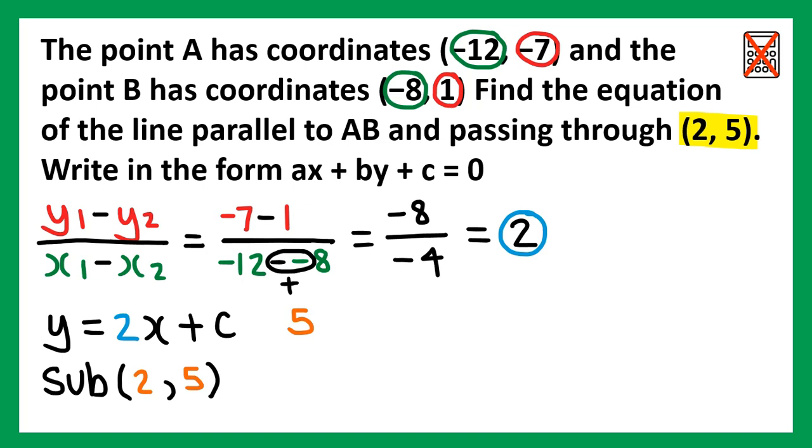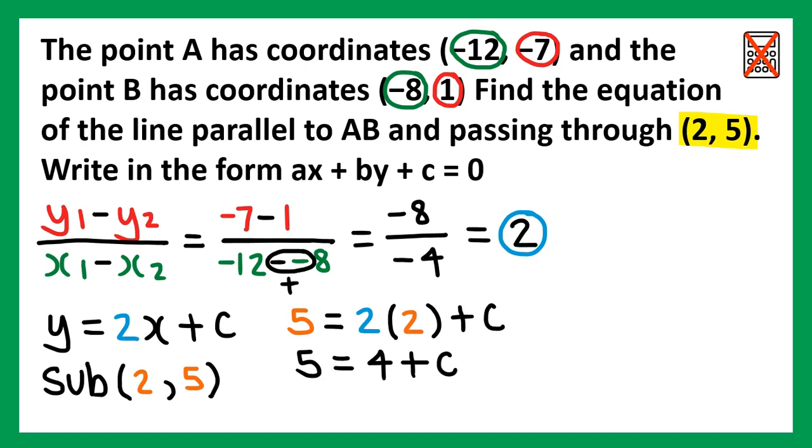So when my y value is negative 5, this is equal to 2 lots of my x value, which is 2, plus c. Simplifying, negative 5 is equal to 4 plus c, and subtracting 4 from both sides to leave me with c, which is equal to negative 9. Rewriting the equation of the line with my known value for the y-intercept, y is equal to 2x minus 9.